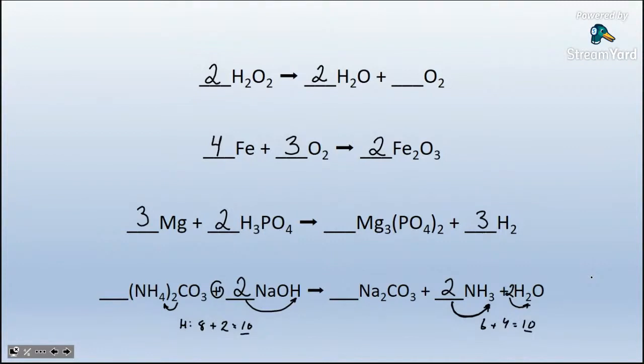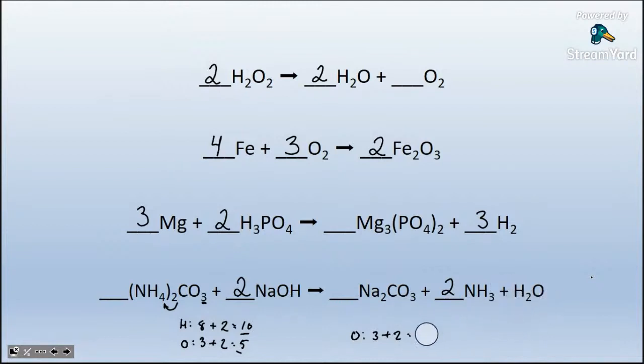Finally, my oxygens. For oxygen, I have 3 plus 2 times 1 is 2, so I have 5 oxygens. And on my product side, 1 times 3 would give me 3 oxygens, plus 2 times 1 is another 2, for 5 oxygens. So this is balanced out as 1, 2, 1, 2, 2.